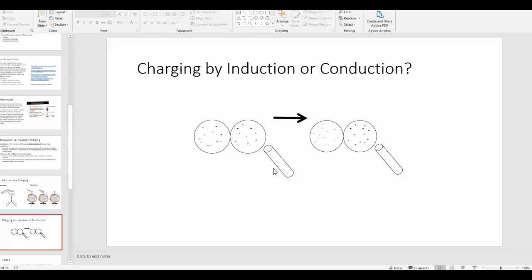Then you can see down here there's a rod that has a negative charge. The negative charge in the rod repels the negative charge in the spheres, so the negative charge goes to the left side and the positive charge stays to the right. But the key to answering this question is there's no direct contact between the rod and the spheres. You can see there's a gap right in there. So this is charging by induction. We have a charged object, but we're indirectly transferring charge.